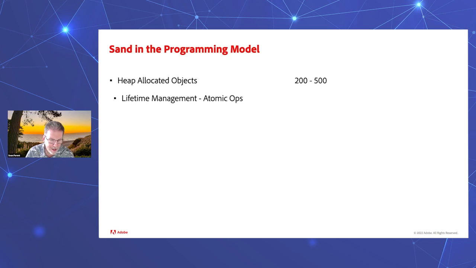To manage the lifetime of those objects, if you're using something like a shared pointer, you have atomic ops. If you have a garbage collector, you're still paying a penalty. The penalty is just bucketed and amortized, but it works out to be about 30 to 60 cycles.